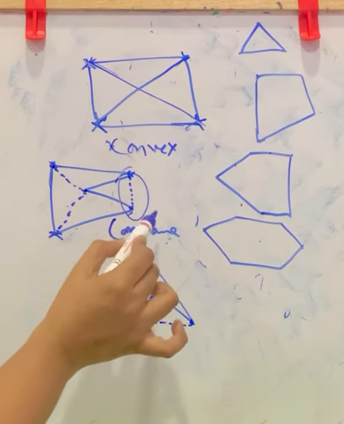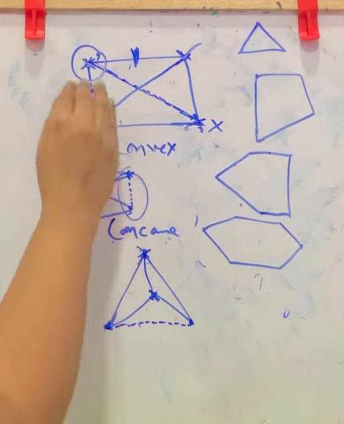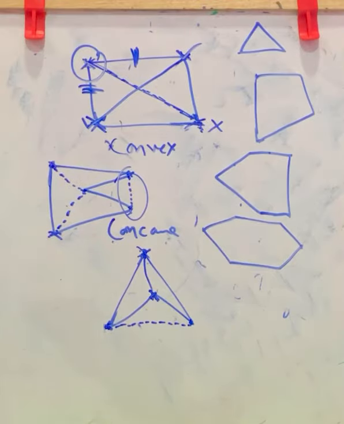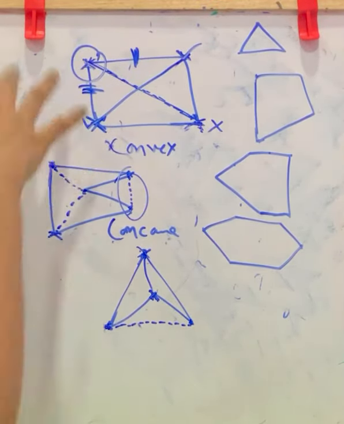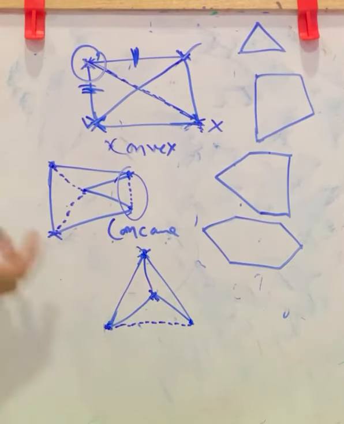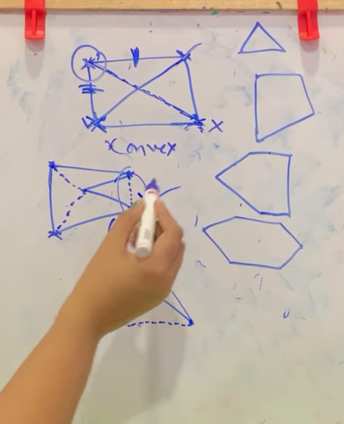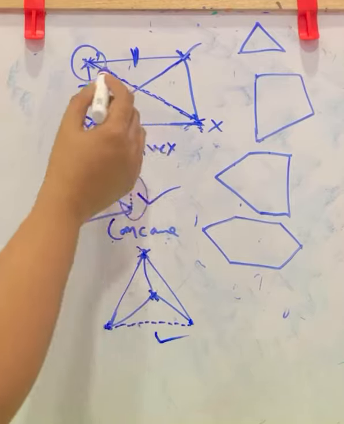So it is concave. Now we use a term for inside and outside the polygons. Inside the polygon means it is the interior of the polygon. Outside means it is the exterior of the polygon. Here diagonals are exterior. Here diagonals are in the interior. Next is regular and irregular polygon.